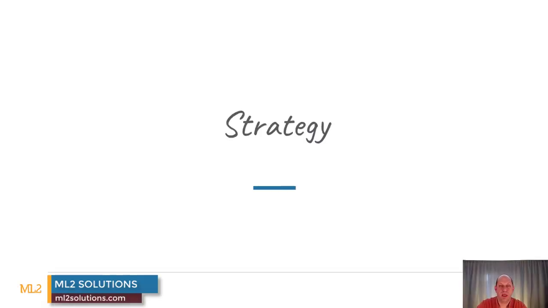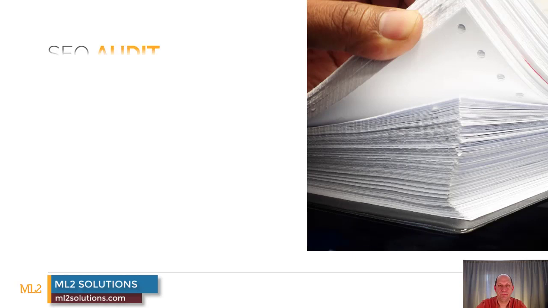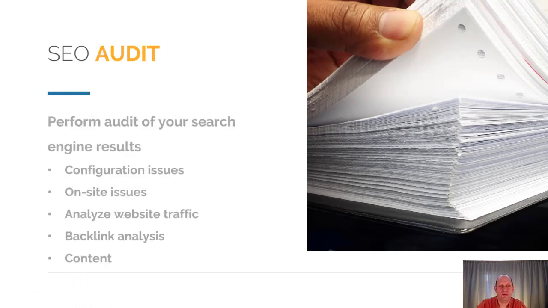Let's talk a little bit now about SEO strategy. One of the first things that's really important to look at when you're looking at your website is to actually perform an SEO audit. This is a way to look at the search engine results that your website currently has. This may show some different things that may be occurring, such as configuration issues that you weren't aware of, that you hadn't set something up correctly.